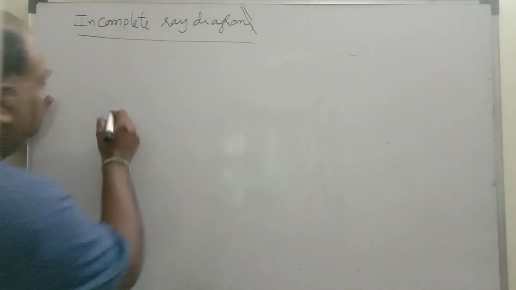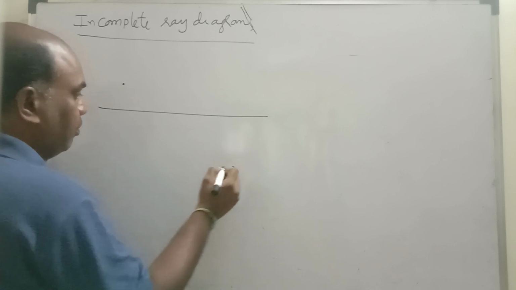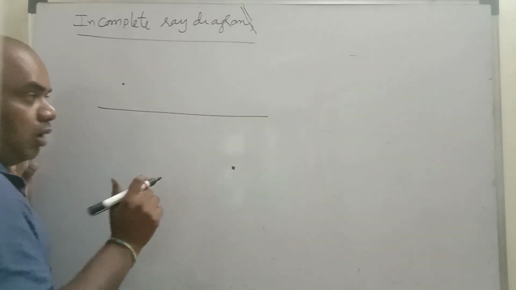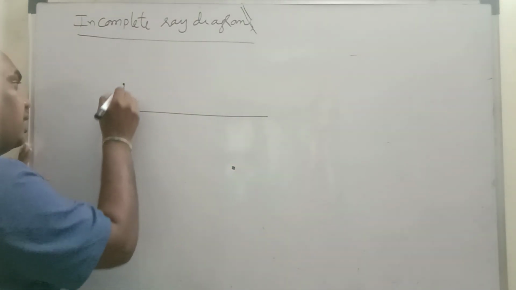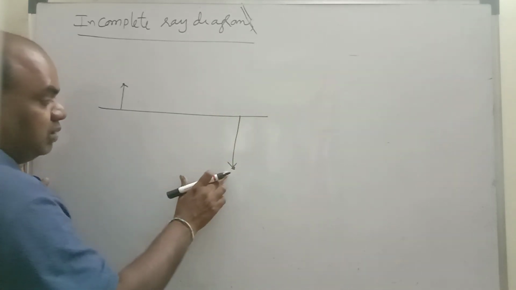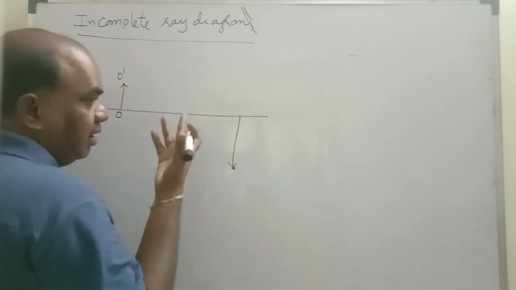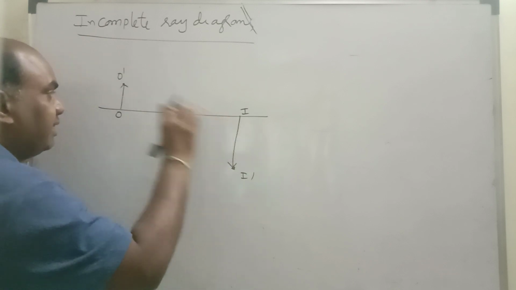One more question you see. Here one principal axis is given, one dot is here, one dot is here. Complete the following ray diagram. Same question. How to complete? See here, when two dots are given, first draw one line, then draw another line. This is below the principal axis. Let this be the object. Why? Because object is always above the principal axis. This is the image. Image is larger than object.